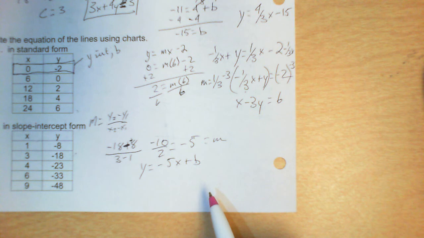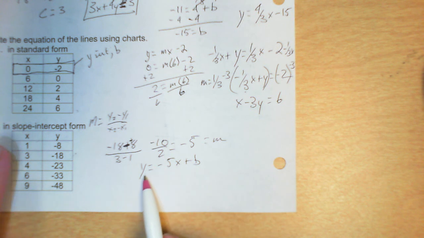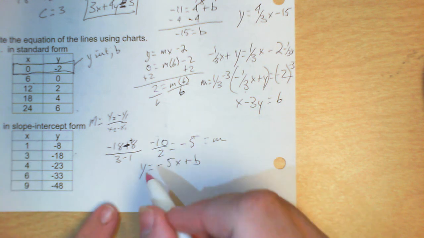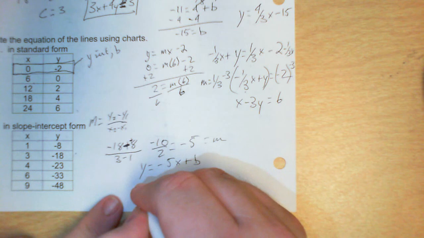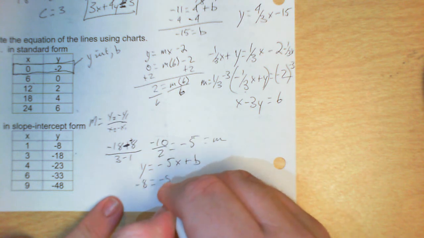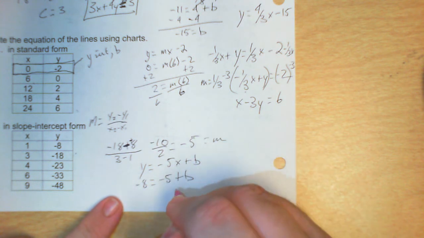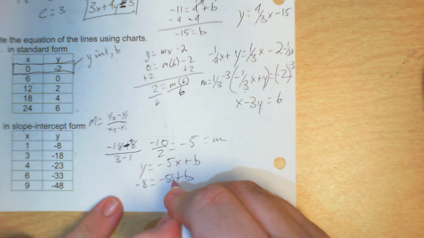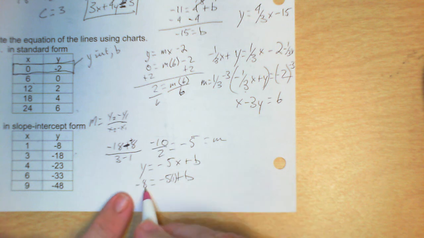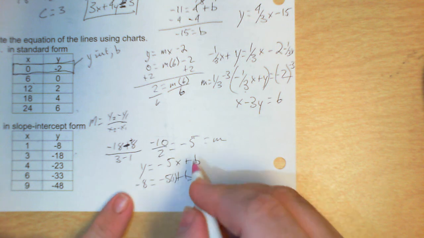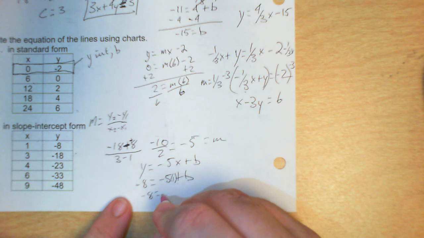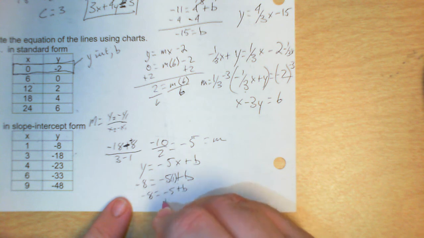All right. Almost done. I'm going to plug in this set of points. So I'm going to have negative 8 equals negative 5 plus b. Because I'm going to plug in my 1 here and my negative 8. Okay? Which means I have negative 8 equals negative 5 plus b, plus 5 plus 5.